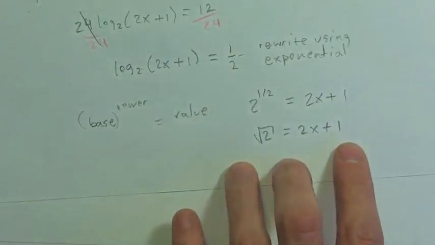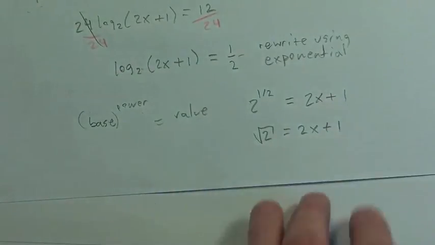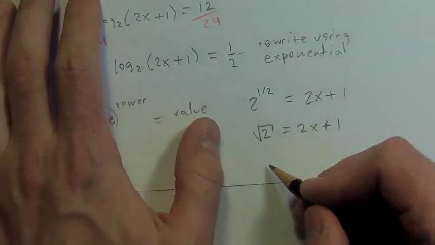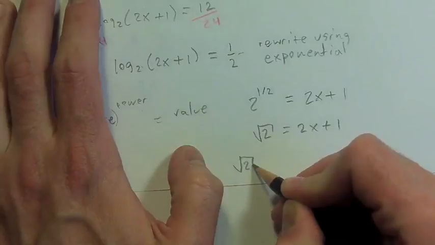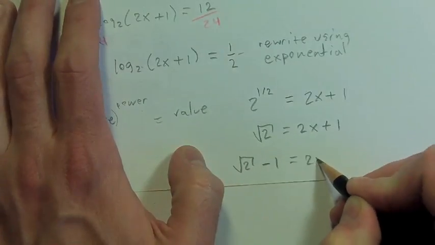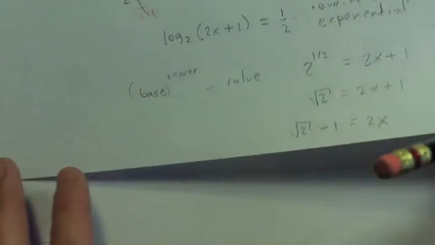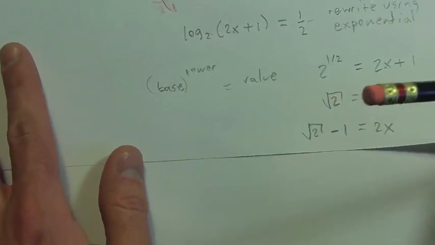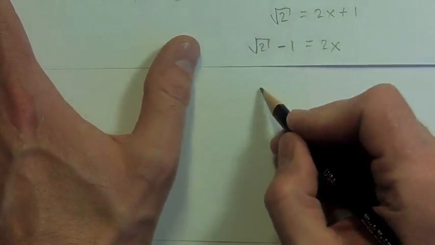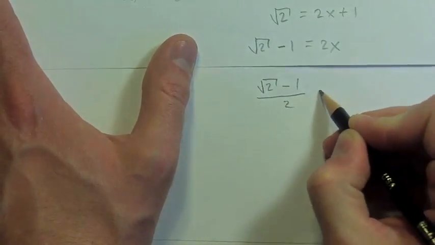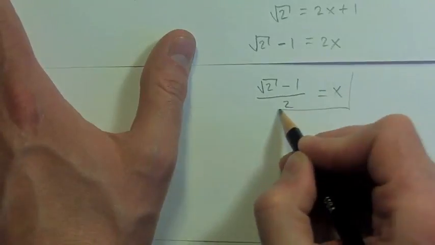And the rest of this is just linear. So we can solve this like normal. I can subtract 1 on both sides. So I'll have the square root of 2 minus 1 is equal to 2x. And then we'll just divide by 2 on both sides. So we'll get square root of 2 minus 1 all over 2 is equal to x.